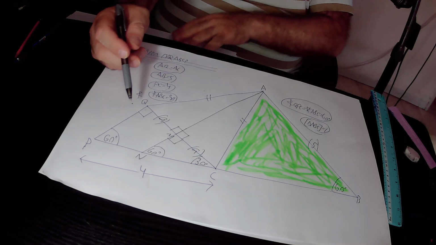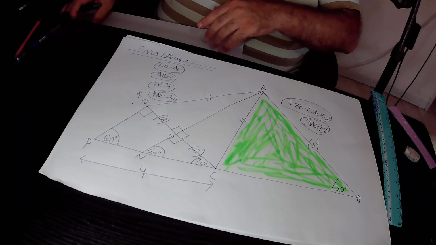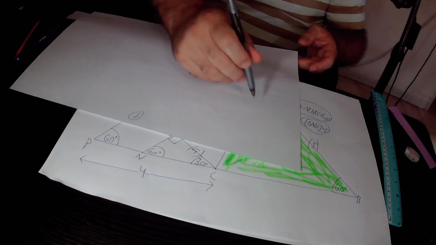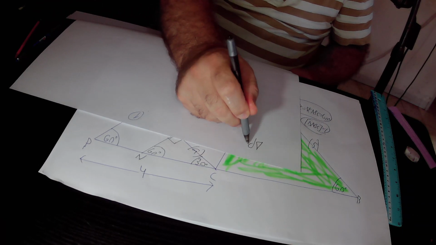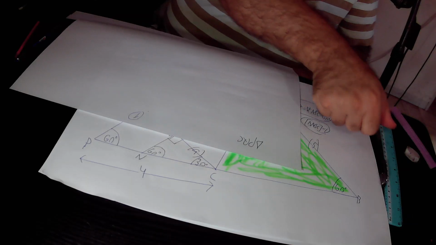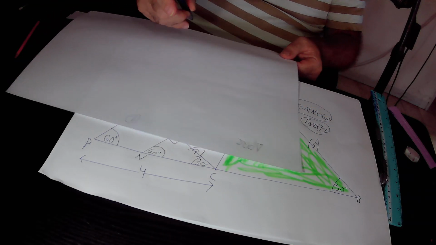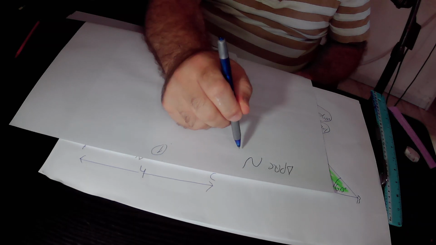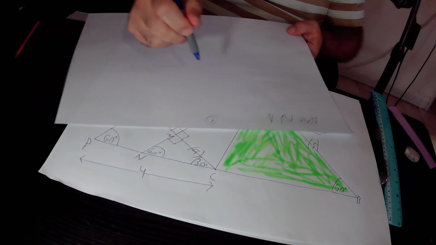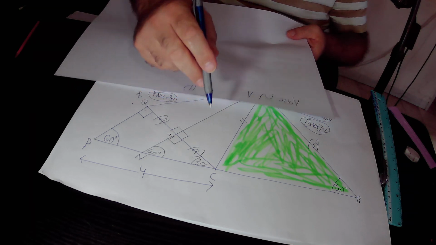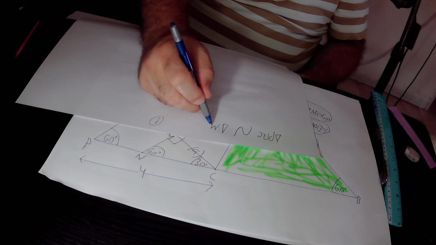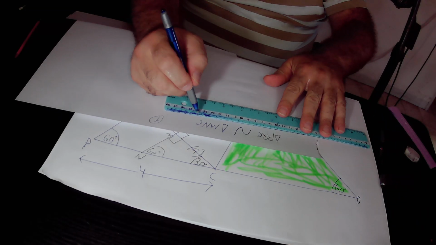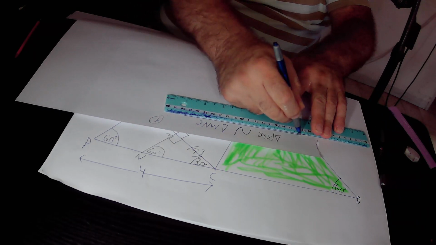So I write it down. We found out that the big right triangle PQC is similar, this is the sign of similar, to the small right triangle, triangle MNC, according to the angle similarity rule.